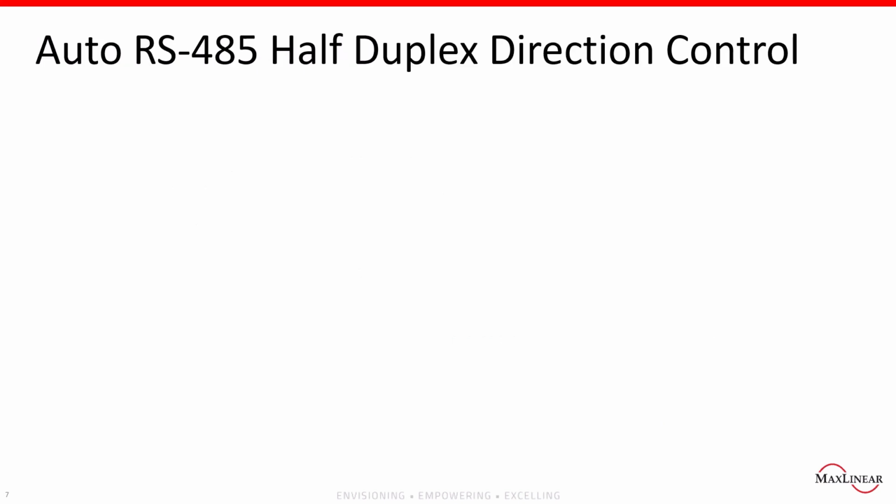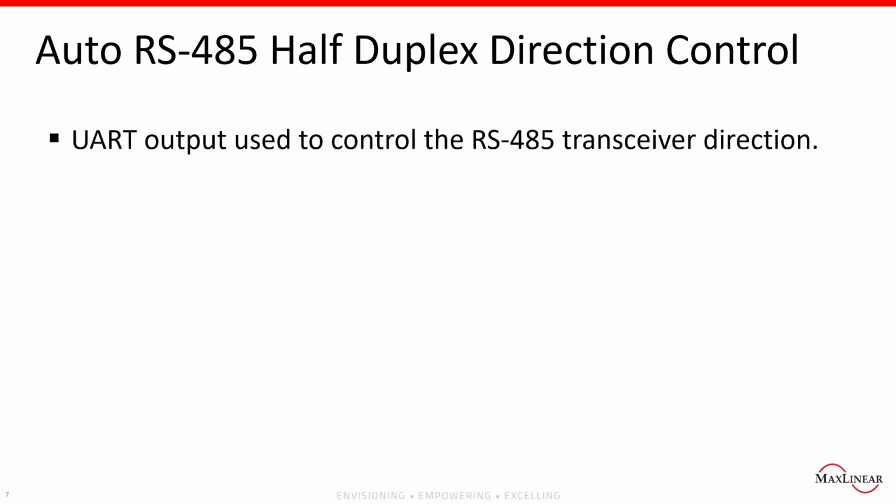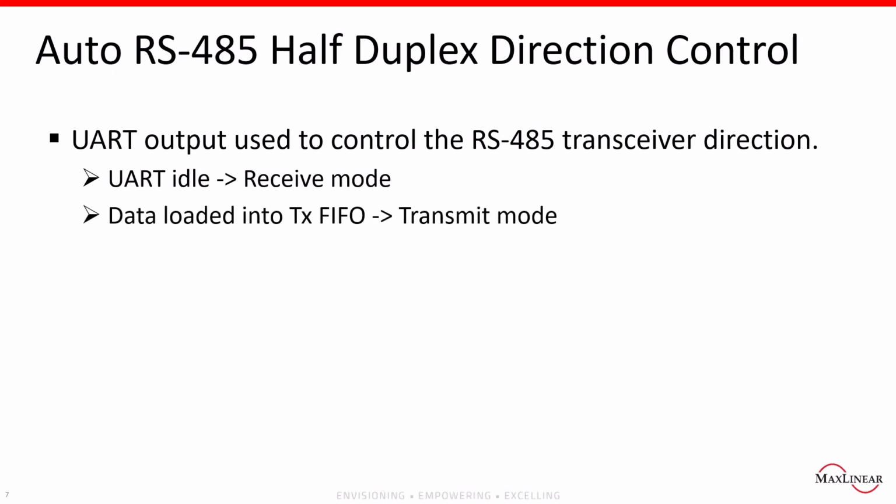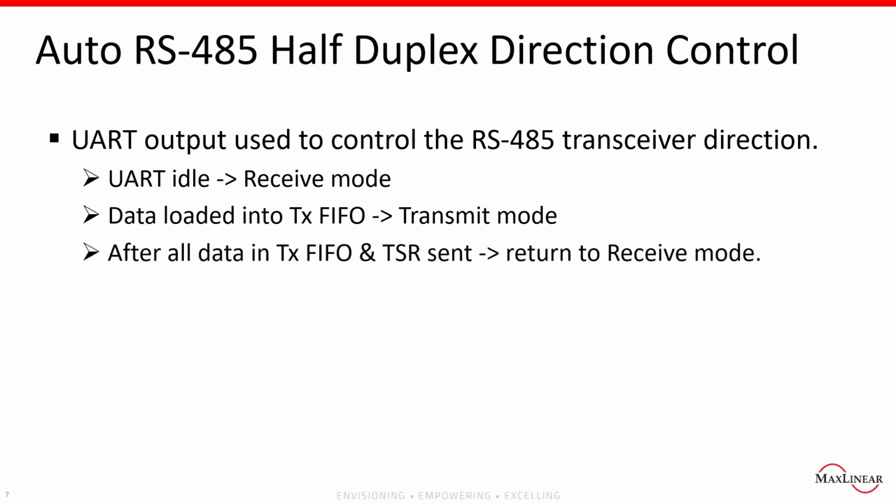Here's where MaxLinear's Auto RS-485 half-duplex direction control feature comes into play. When this feature is enabled, a specific UART output pin will be used to control the RS-485 transceiver direction. When UART is idle, the RS-485 transceiver will be set to receive mode. Whenever there is data loaded into the TX FIFO, the RS-485 transceiver will be set into transmit mode. And after all data in TX FIFO and the TSR is sent, the RS-485 transceiver will return back to receive mode.